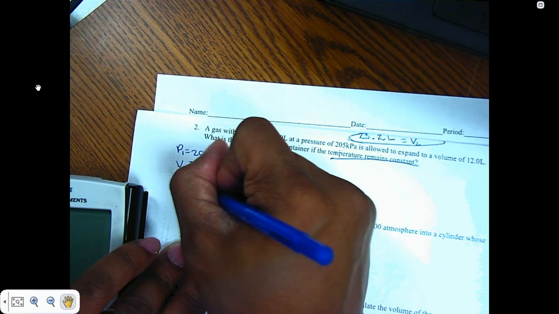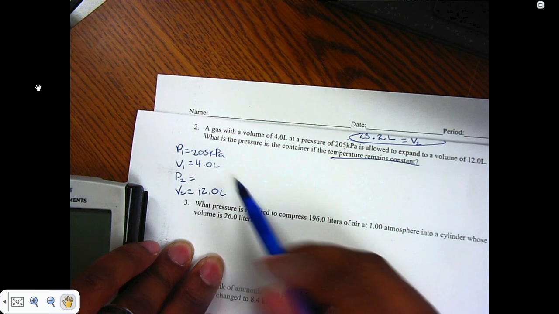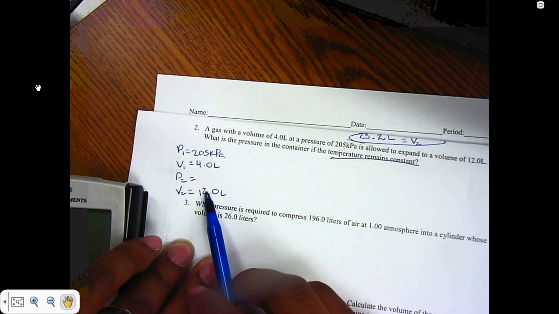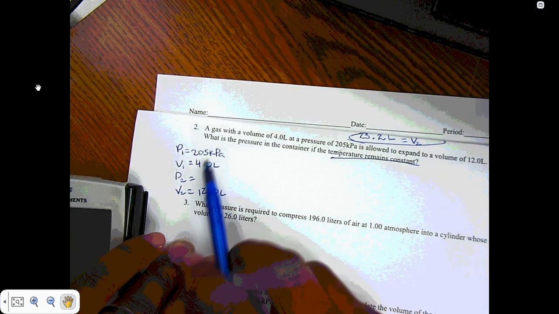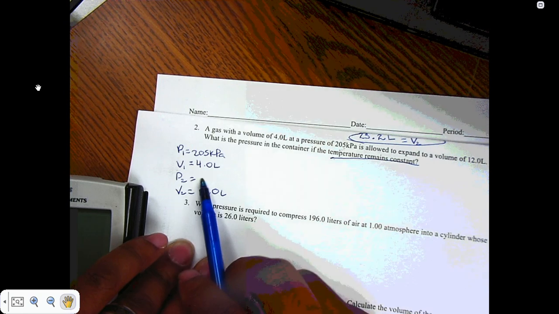And to do that, we're going to assume that our P1 value in this case is 205 kPa. Our V1 is 4 liters. We don't have our P2 value, and then our V2 value is actually 12 liters. Now, as I highlighted before in question number 1, there is an inverse relationship. This is going to imply that comparing V1 to V2, we notice an increase in the volume in liters. This is going to imply that the P2 value is in fact going to decrease.